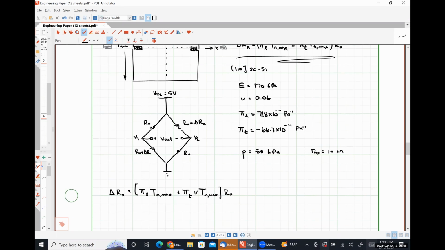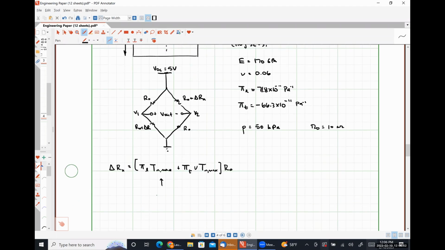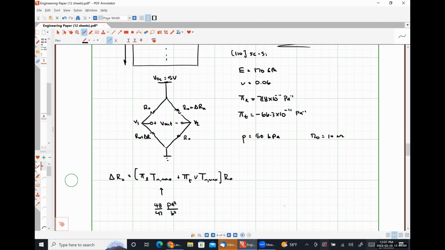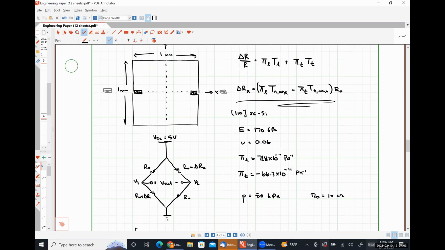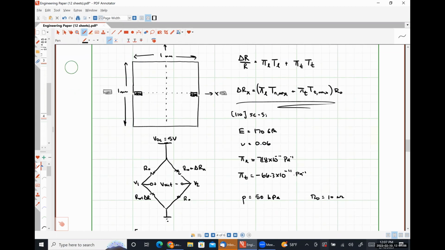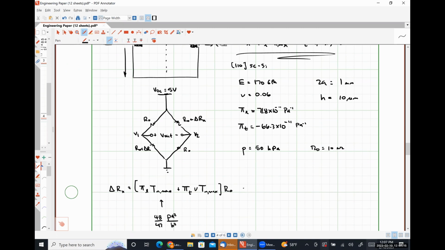So if we use the relationship that sigma n max is 48 over 47 times PA squared over H squared, where I didn't give you H either. I'm not paying nearly enough attention. 2A is 1 millimeter and H was 10 microns. We would find out that our change in resistance here is positive 865.813 ohms.